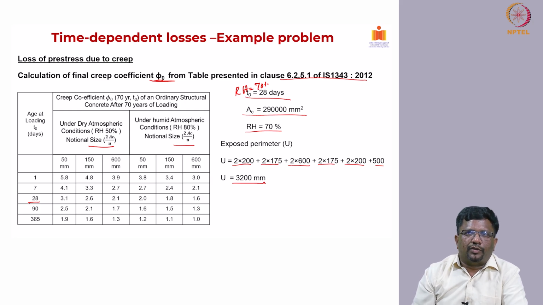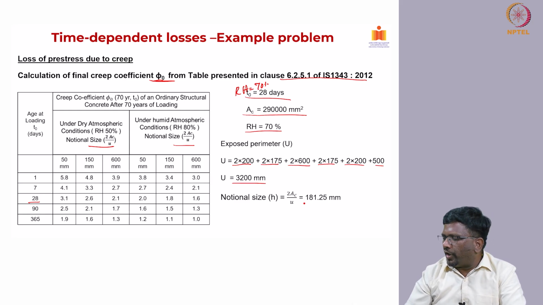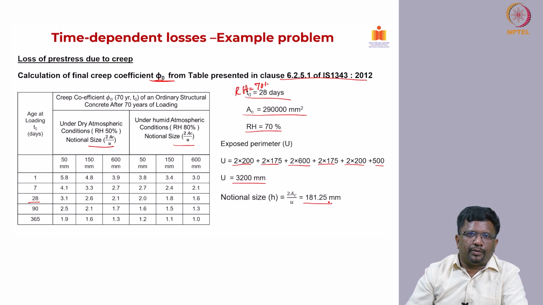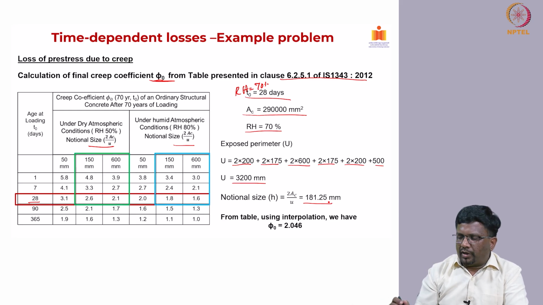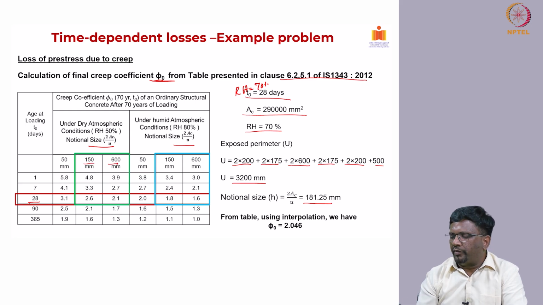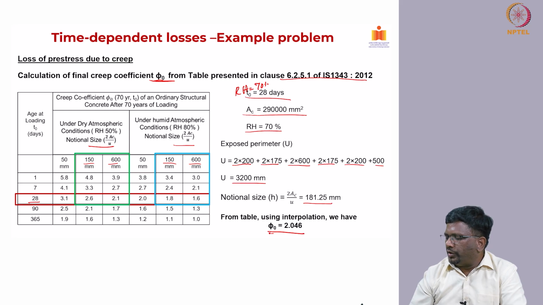Now cross section area we know 290,000 millimeter square. So I can calculate my notional size coefficient as 181.25 millimeter, right. So now we have values for 50%, again 181. So I have to interpolate between 150 and 600 for both the tables, and then I have to do double interpolation. So when you do the double interpolation, you get the final creep coefficient as 2.046.